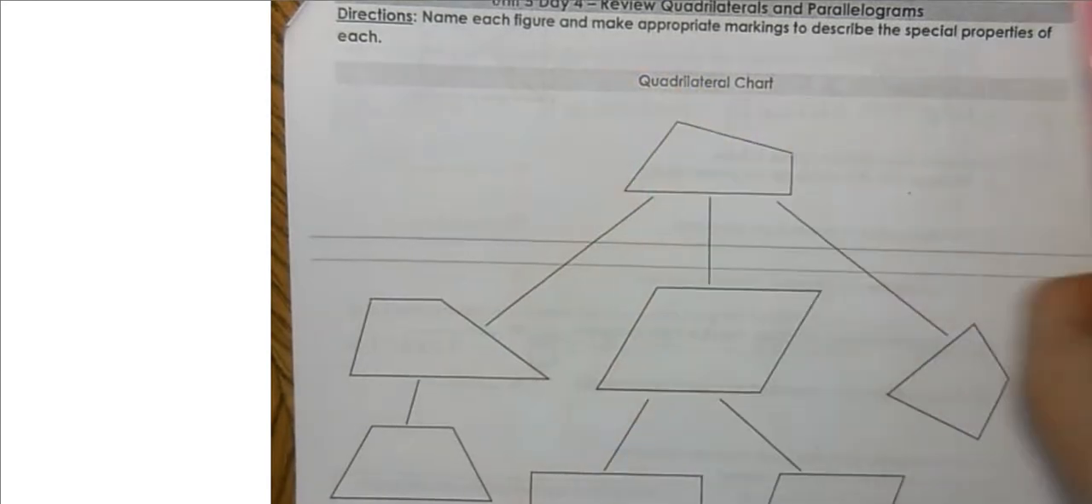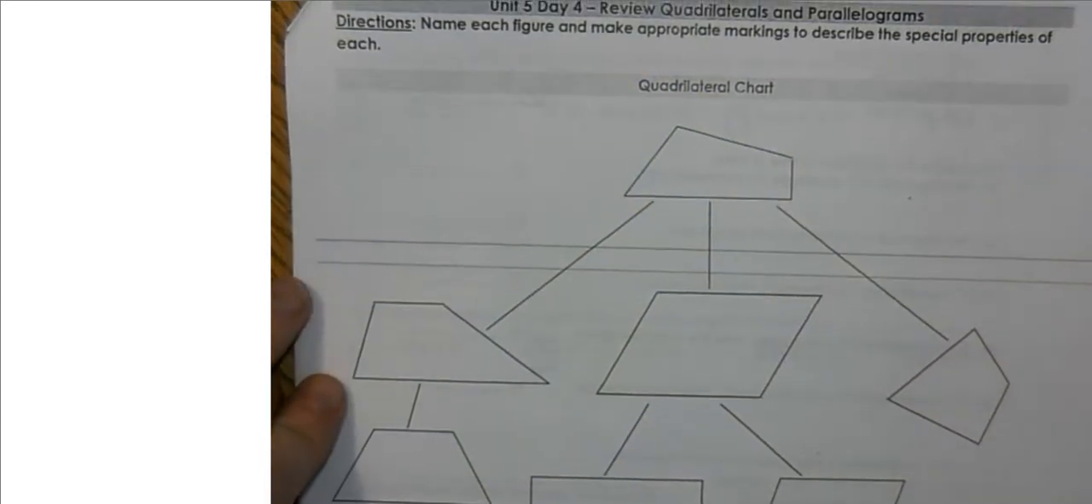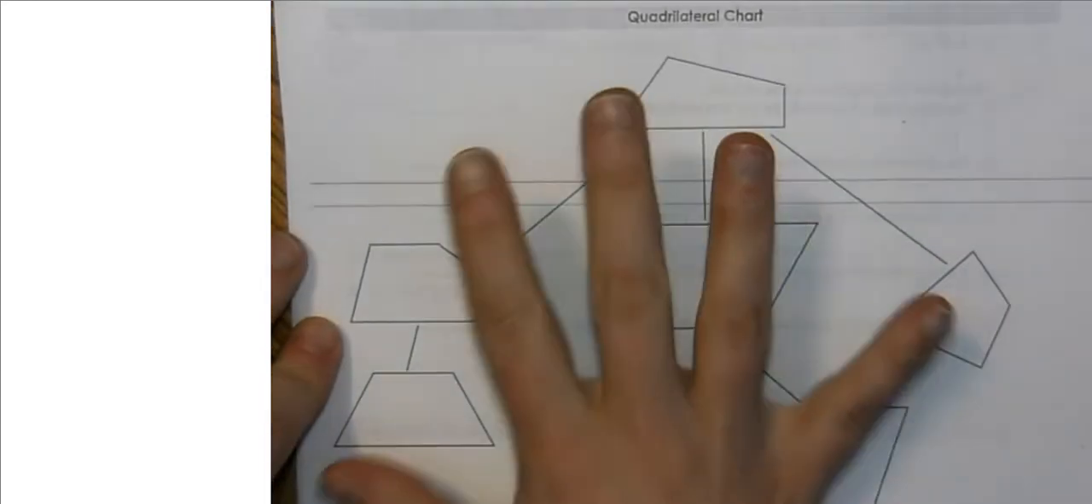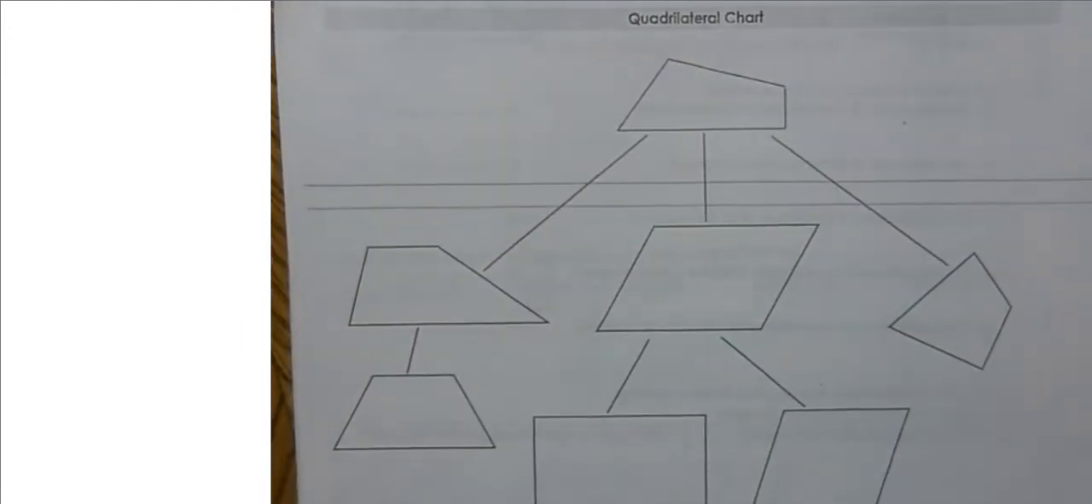So what we're going to do to start off is I would like you to please pause the video and mark up this quadrilateral chart to the very best of your ability. Write down what you remember. Don't look at the quadrilateral chart that we've created in class. I want to see what you know and what you don't know. Once you have an answer, please restart the video, and we will see how well you did.